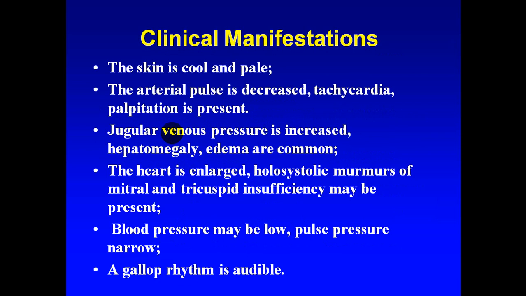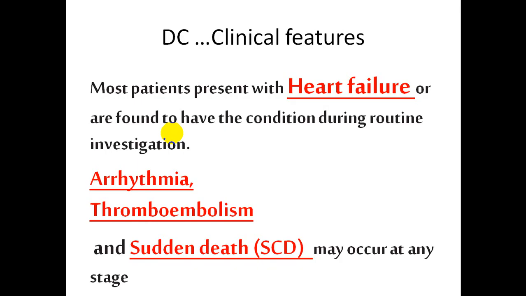Arterial pulse is decreased, tachycardia and palpitation are present, jugular venous pressure is increased, and hepatomegaly and edema are common. The heart is enlarged, and a holosystolic or pansystolic murmur of mitral or tricuspid insufficiency may be present. Blood pressure may be low, pulse pressure narrow, and a gallop rhythm with S3 is common. Most patients present with heart failure or are found to have the condition during routine investigation.